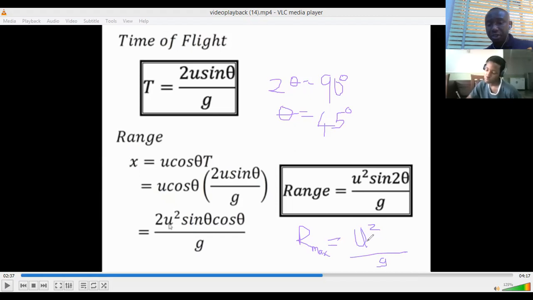Now, why is it u square over g? It's because sine 2 theta, which is 90 degree. I said range is maximum when sine 2 theta is equals to 90 degree. Now, if it's 90 degree, check out, sine 90 is 1. So because of that, that will be u squared times 1 over g. So maximum range is equals to u squared over g. Do you understand that, please? Yes. Okay. So that means theta there will be 45 degrees.